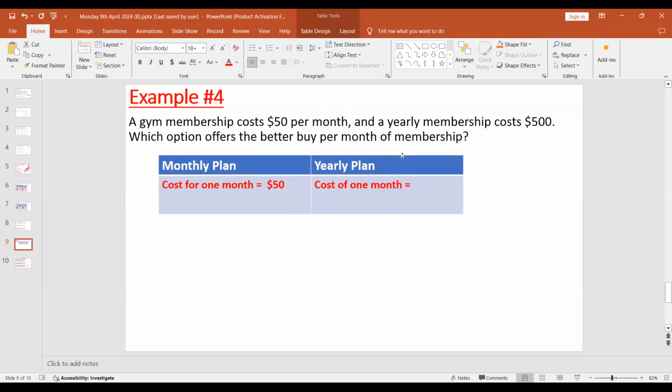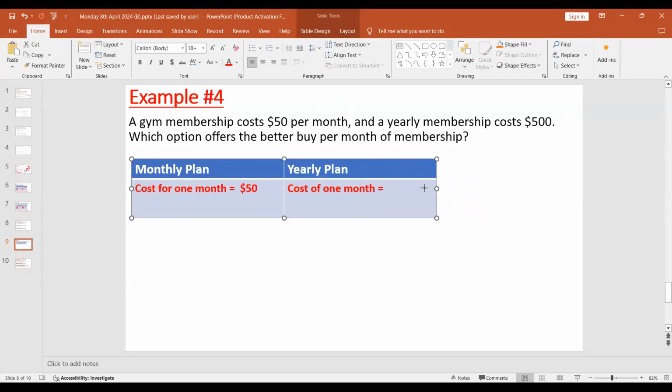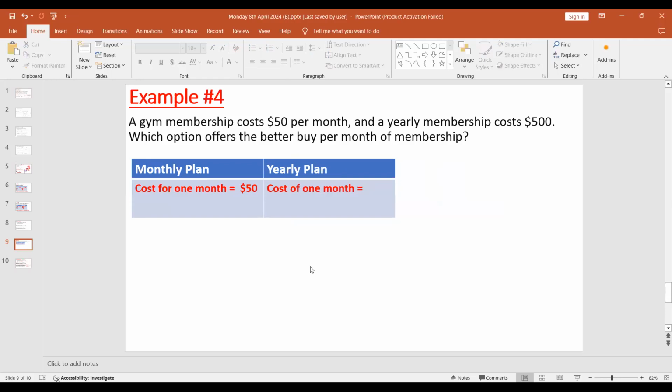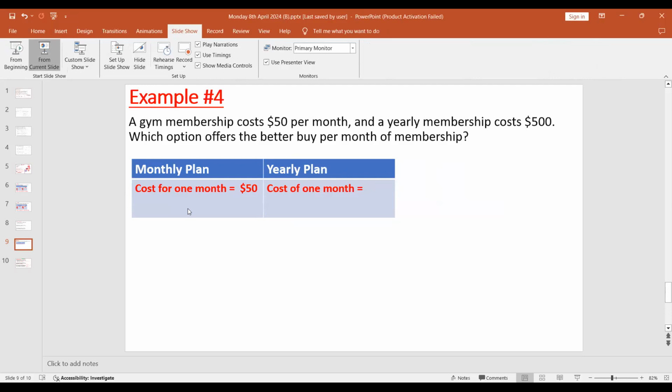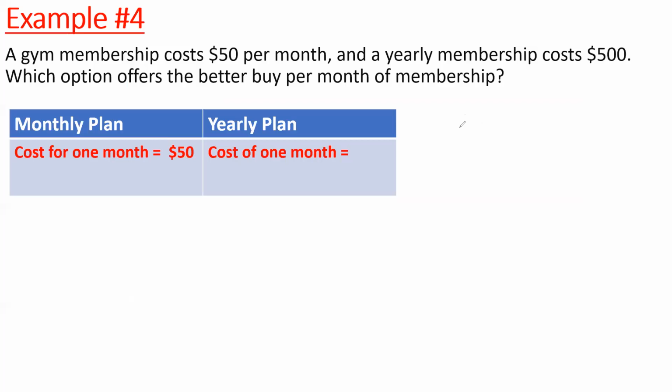So if we want to figure out the cost for 1 month on the yearly plan, we have to take 500. So we say 500 divided by 12, 12 into 500, by hand. How many times does 12 go into 50?